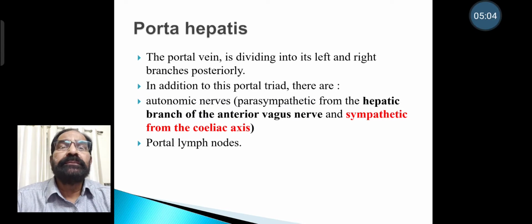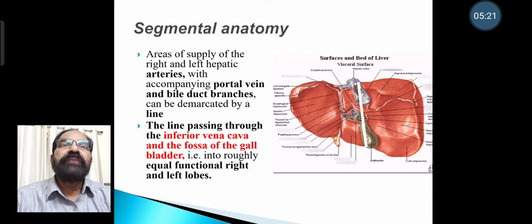In addition to this portal triad, there are autonomic nerves, parasympathetic coming from the hepatic branch of the anterior vagus nerve, and the sympathetic coming from the celiac plexus or celiac axis. And there are portal lymph nodes. Segmental anatomy.